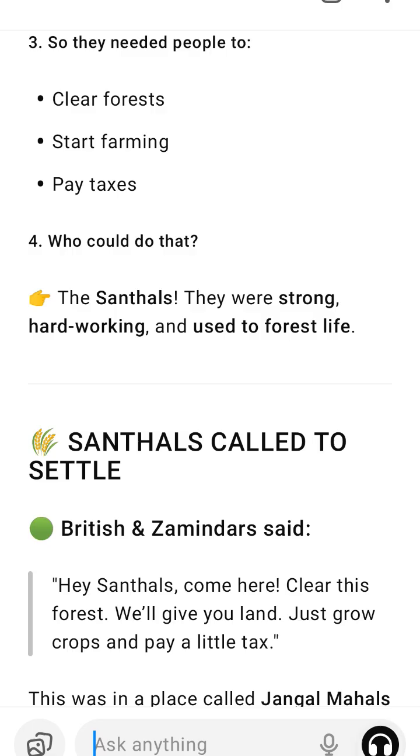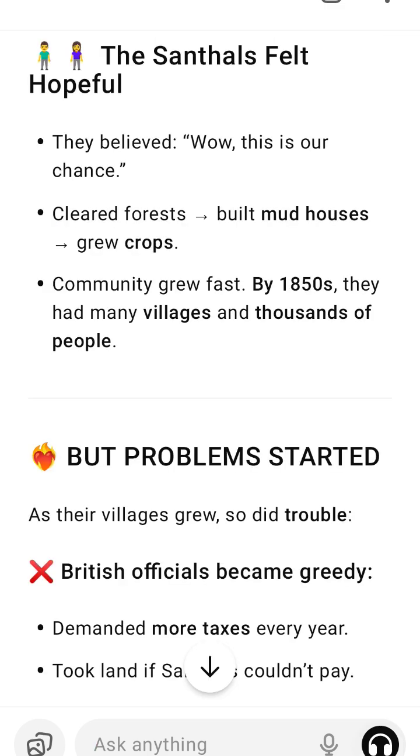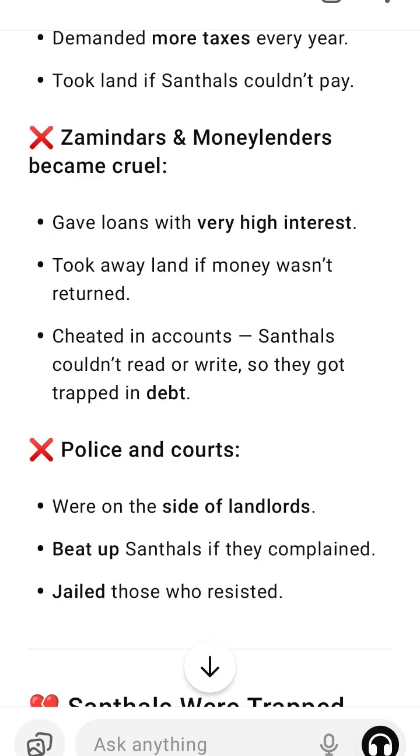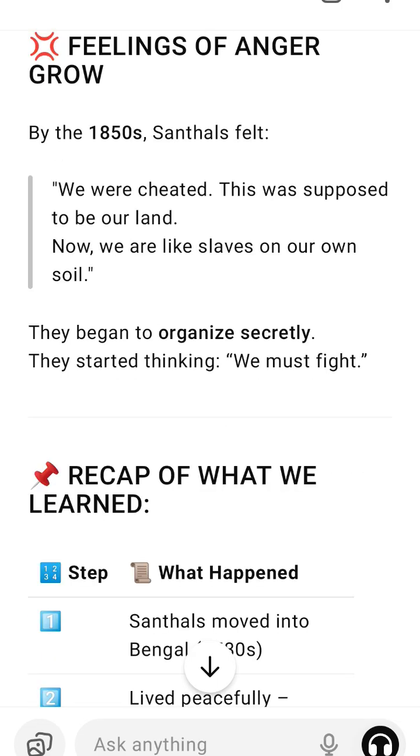The Santhals were a tribal community, also called Adivasis, meaning original inhabitants, who lived in forests, hills and villages. They loved nature, and worshipped trees, animals and forest spirits. They lived in peace away from big cities. They were farmers, hunters and woodcutters. They had their own language, music, dances and customs. They didn't care about money or taxes, they just wanted to live free and simply.